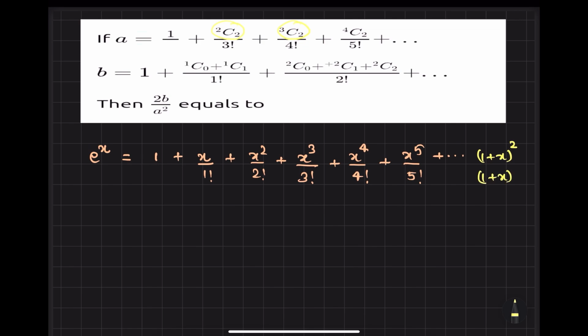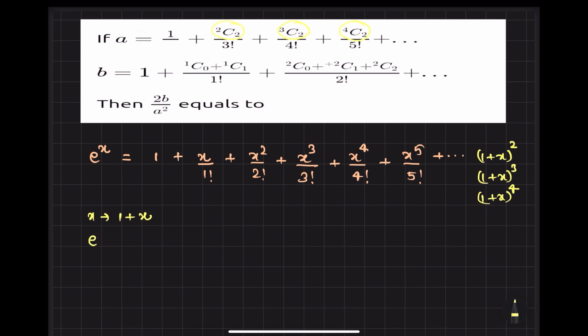Who is 3c2? 3c2 is 1 plus x power 3, and then we will solve and we will take help of the coefficient of x square. Who is 4c2? 1 plus x power 4, and then we will expand it and we want the coefficient of x square. So we can connect with this e power x.